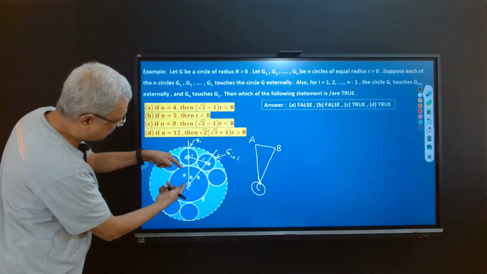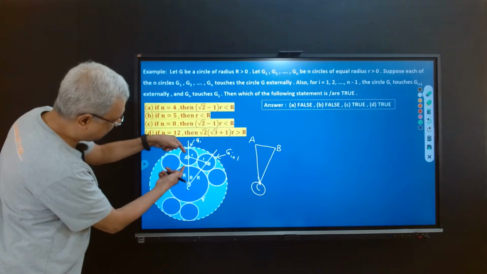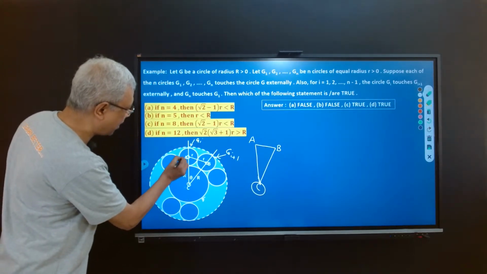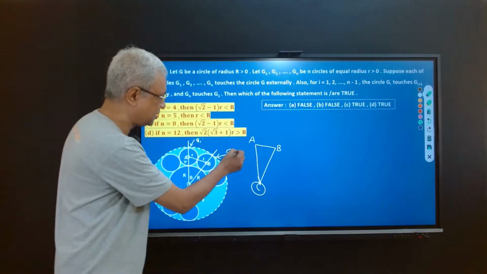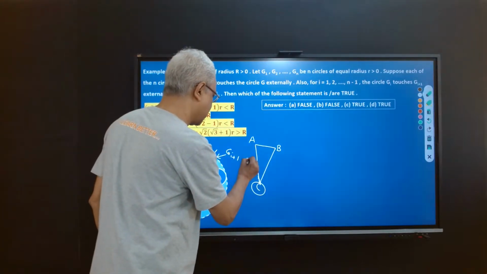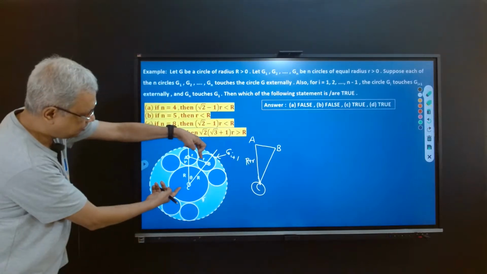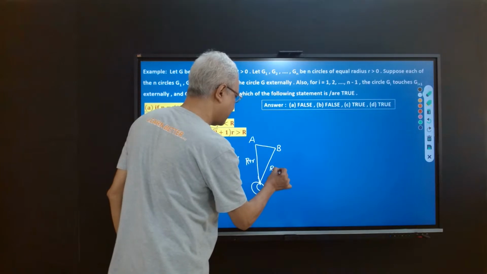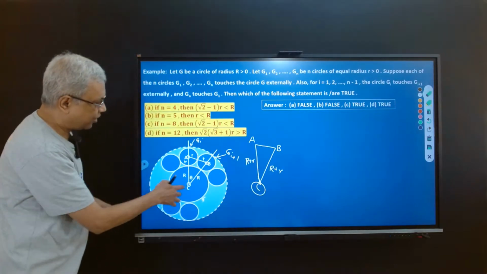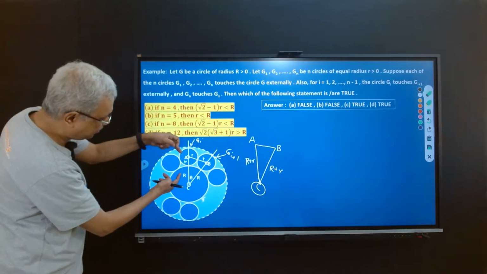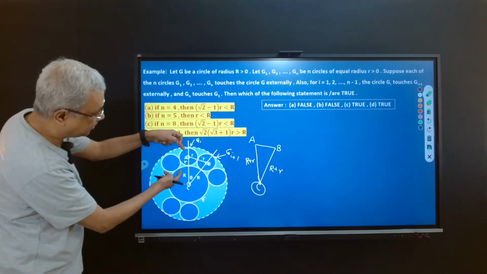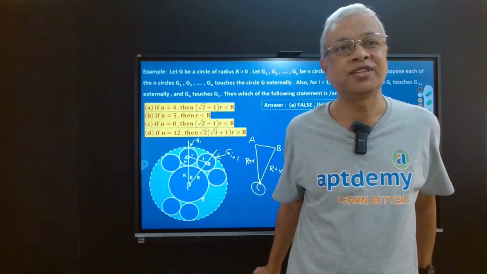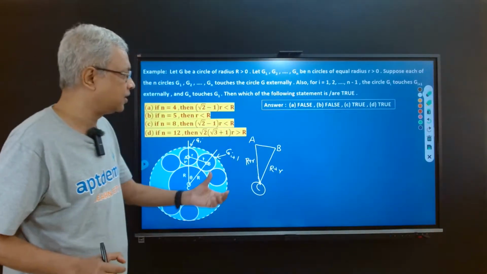RC is actually the radius of circle G plus the radius of circle Gi. But this is smaller r, this is capital R. So this distance is R plus r. What is this distance? BC is again R plus r. And why is it R plus r? Because the circles touch externally. When two circles touch externally, the distance between the centers is always equal to the sum of the radii.